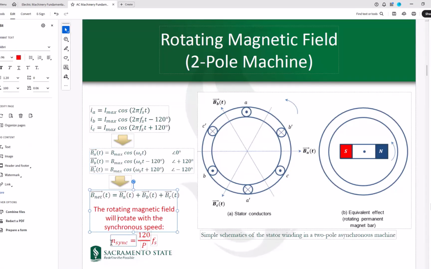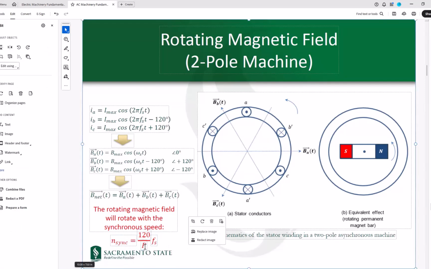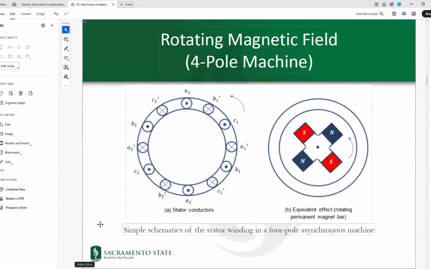If you want to express that in RPM, that would be called n synchronous, which would be equal to 120 times Fs over P, where P is the number of poles in the machine. So in this setup, as you can see, we have only 2 poles. So it would be as if a 2-pole permanent magnet would be rotating inside this setup. Okay, so we can have a 4-pole setup like what we did for the 2-pole setup. A 4-pole setup would be as if you have a permanent magnet where you have 2 N poles, 2 S poles, and you're rotating that with the synchronous speed.